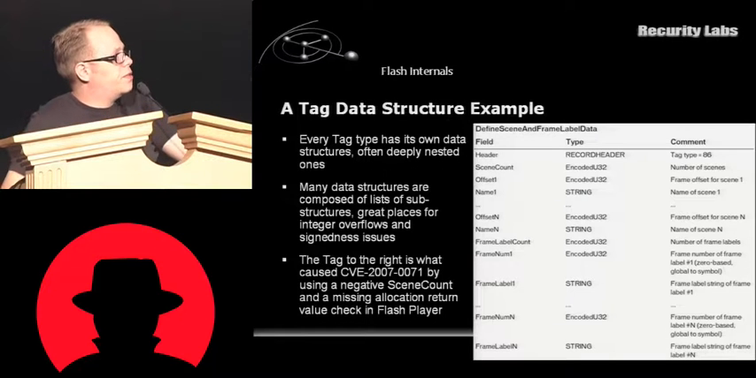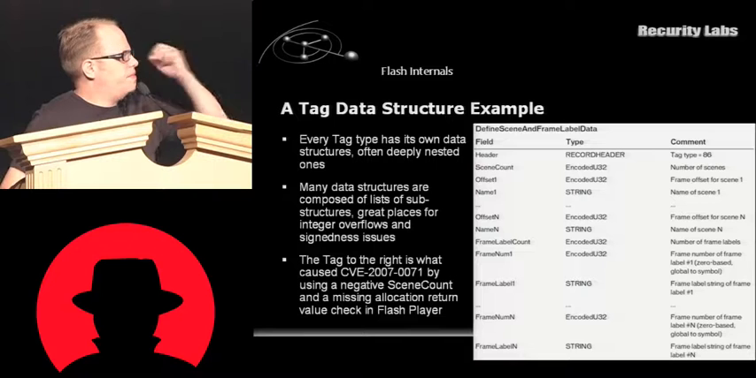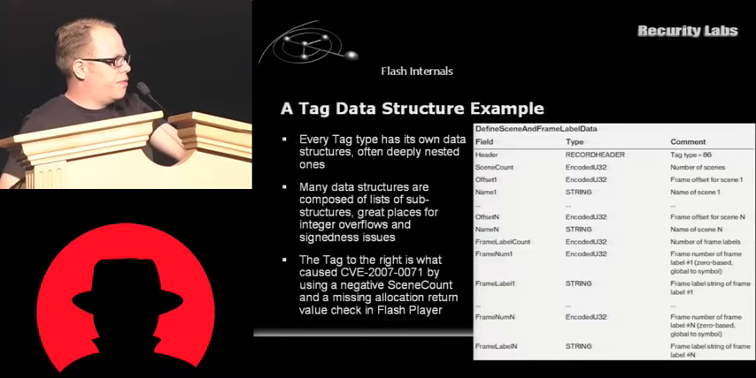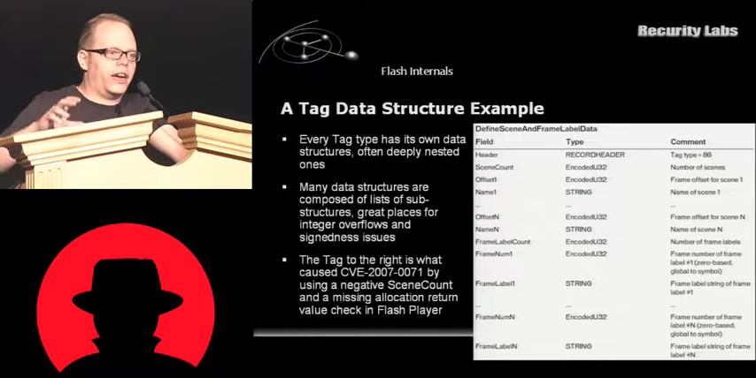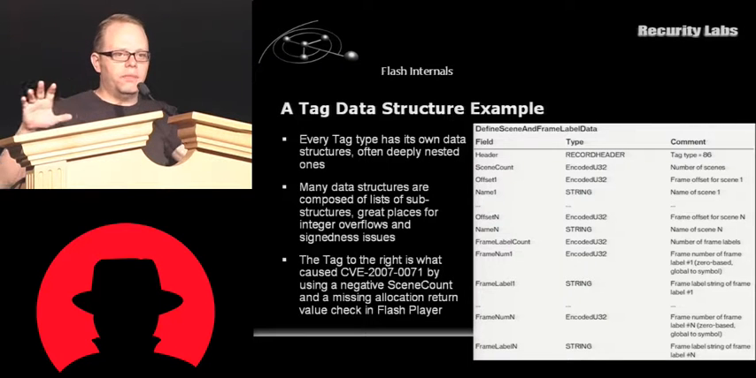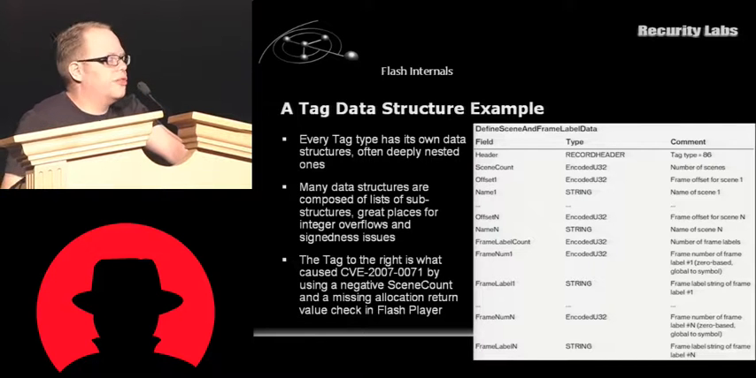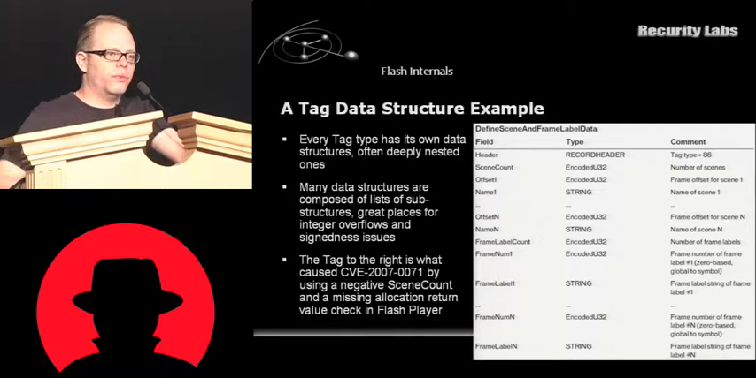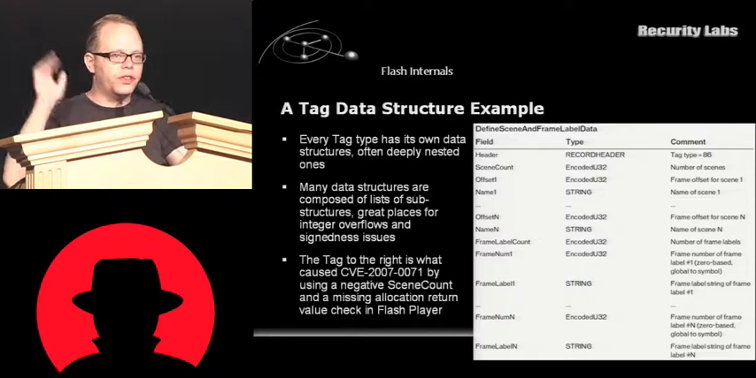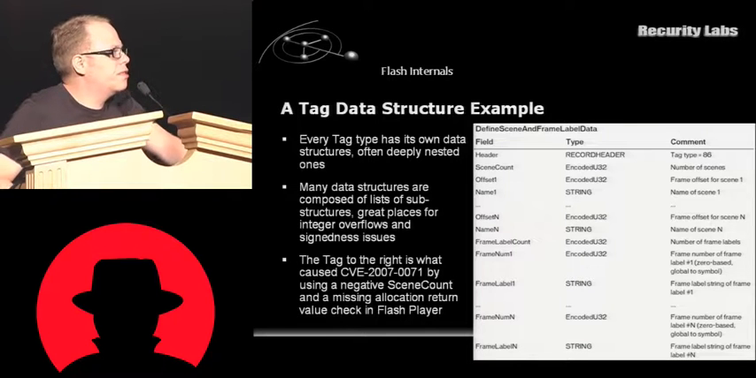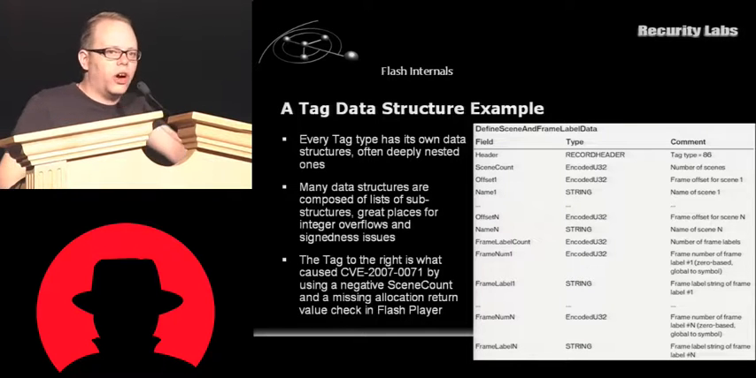When you look at one of those tags, here's one that is called define scene and frame label data. Every tag has its own data structure. None of them are close to each other. Everything is its own data structure. They're often composed of many sub-data types that are then composed into lists and with counters and all types of interesting things that can very well go wrong. Very nice places for integer overflows and the like.